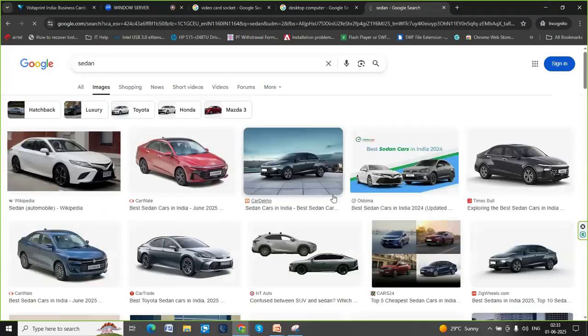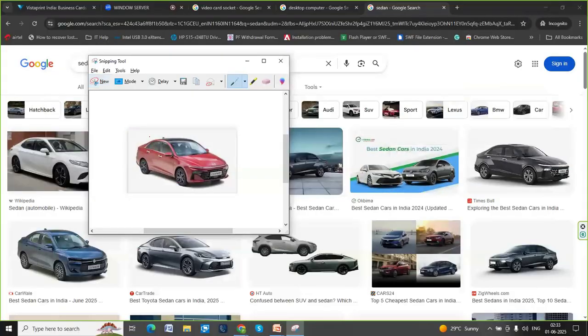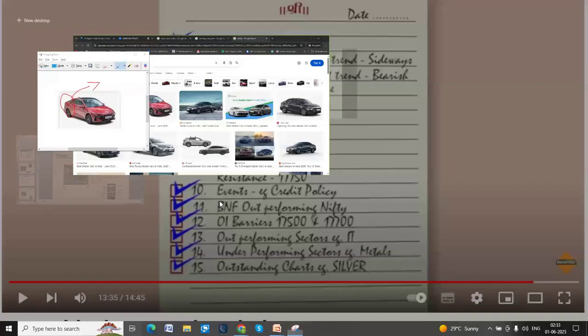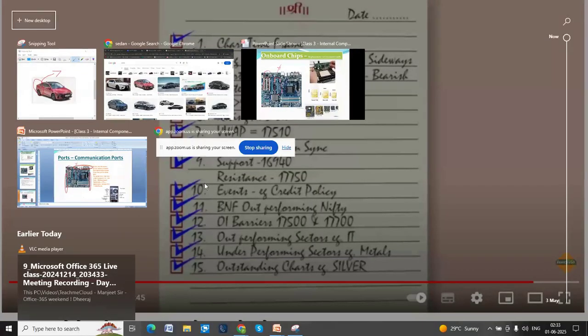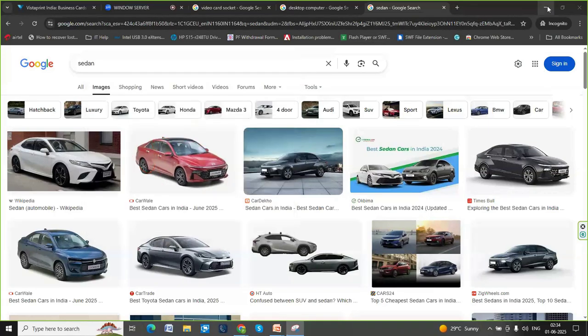Let me say it simply. In the sedan, there is a back side, the boot, which in the hatchback is not there. When this is not there, the size of the car is smaller compared to this one. This looks longer. The same question comes here also.